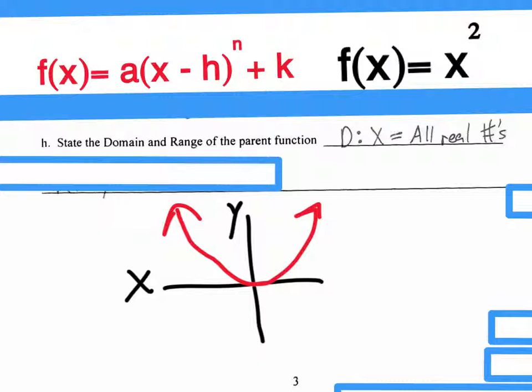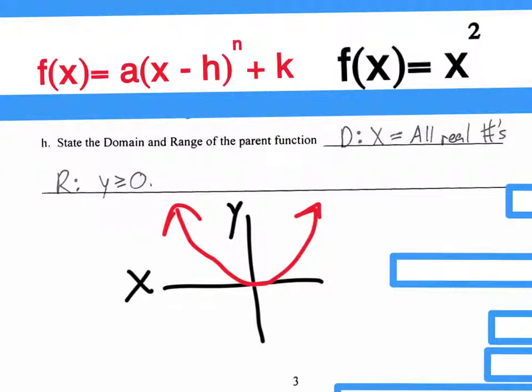Now, how about the range? Well, the range, you're talking about the y values whenever they ask you for range. So they're saying, what y values does this parabola have? Well, this whole parabola is up here in the positive values for y. And you know it continues up forever. So the lowest point of the y values on your parabola is right here, and everything else is above it. So how do we describe that in terms of an inequality? Your range is going to be y is greater than or equal to 0.